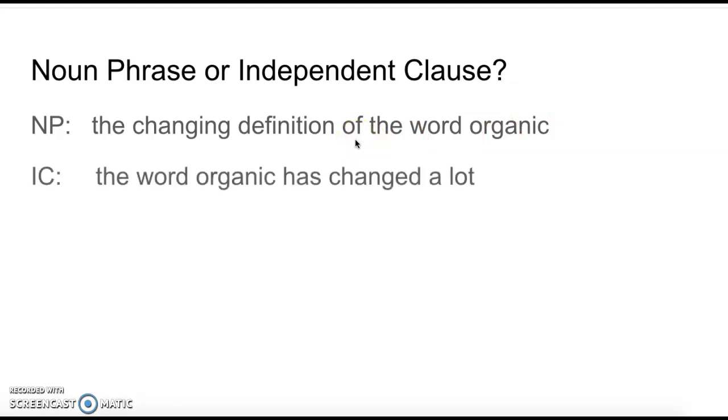But we could say the same information in an independent clause. The word organic has changed a lot. So here's our subject, and here's our verb. This verb has tense, you notice. It's not just -ing by itself. Has changed, present perfect verb.